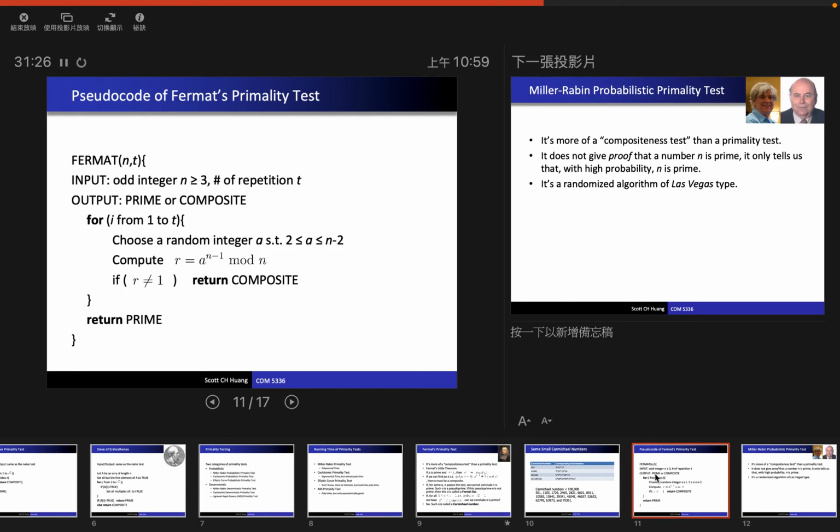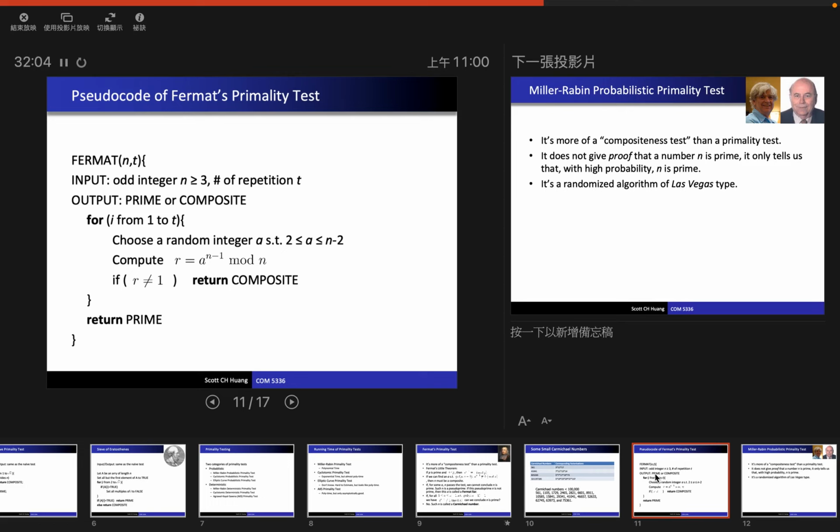So let's take a look at Fermat's primality test. The input is an integer, the output is binary. For any n, we choose a random integer a, and then we verify Fermat's little theorem. If we are lucky, we find a violation, and r is not equal to 1. Then we know, bingo, it's not prime. We're done. But keep doing that for all possible a. If they all pass, then we return prime.